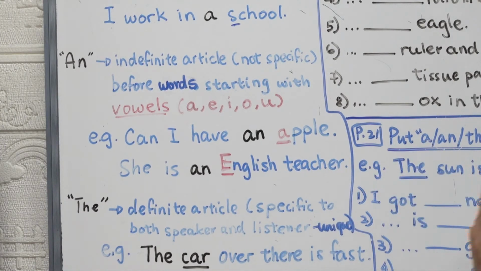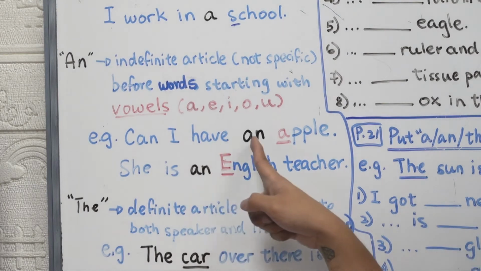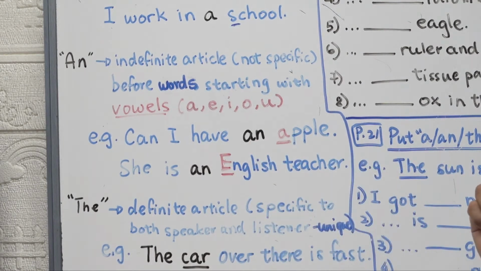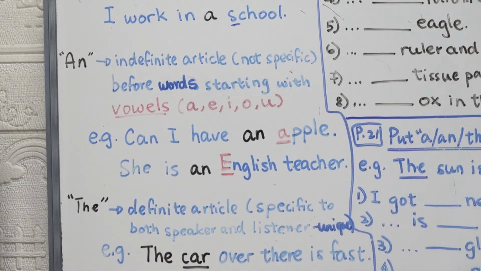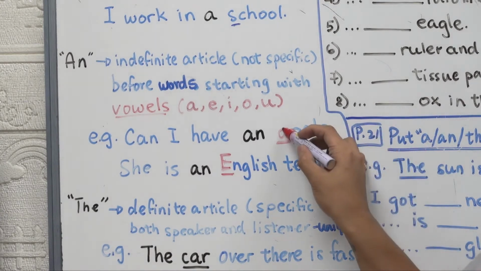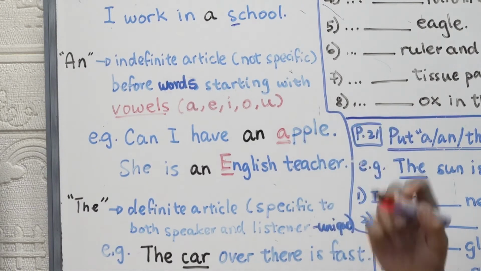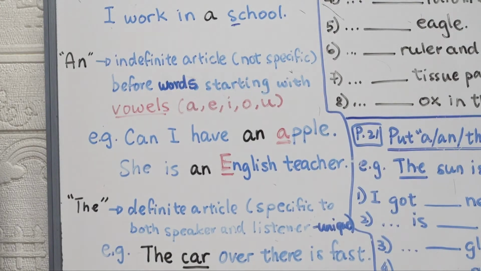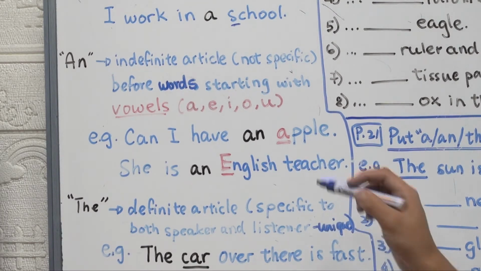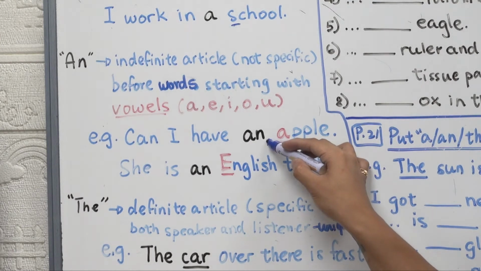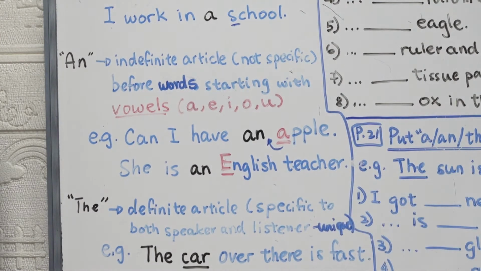The example we've been given was, can I have an apple? Now, we know that we use an because we have a vowel word here. Apple, A-P-P-L-E, begins with the letter A. So when we have a vowel at the beginning of the word, we have to use the indefinite article an.